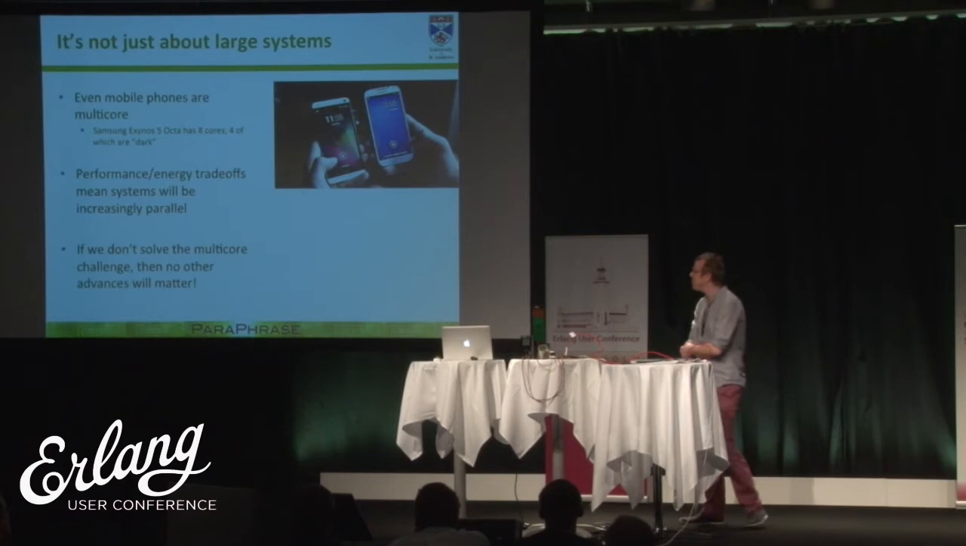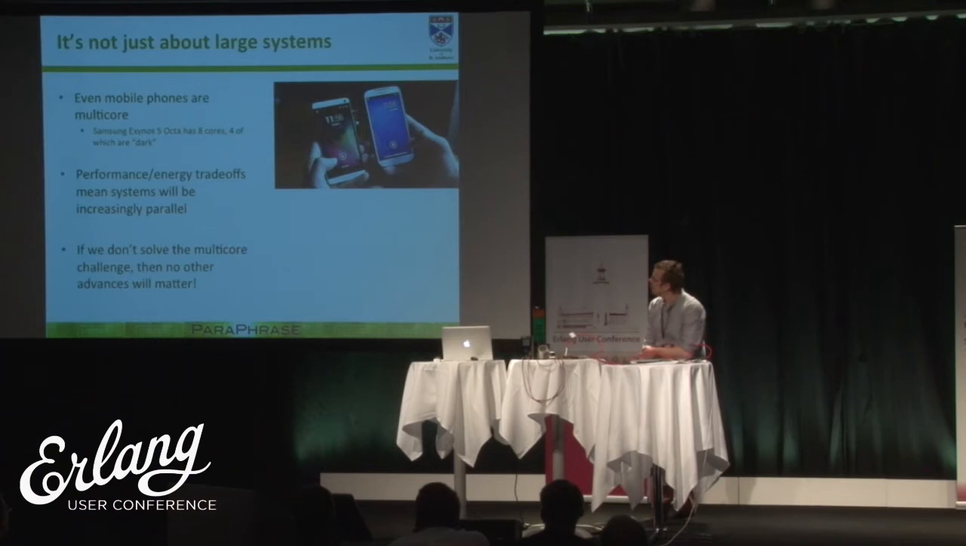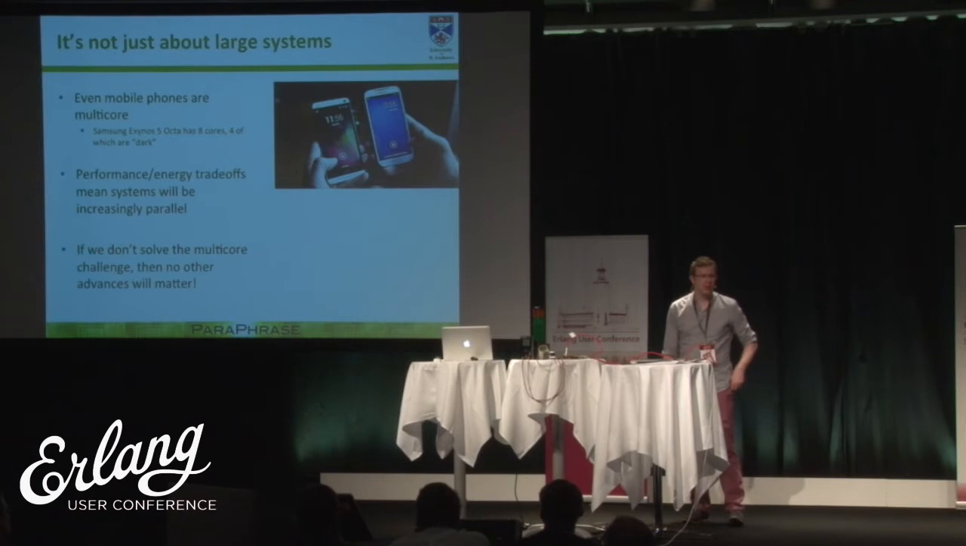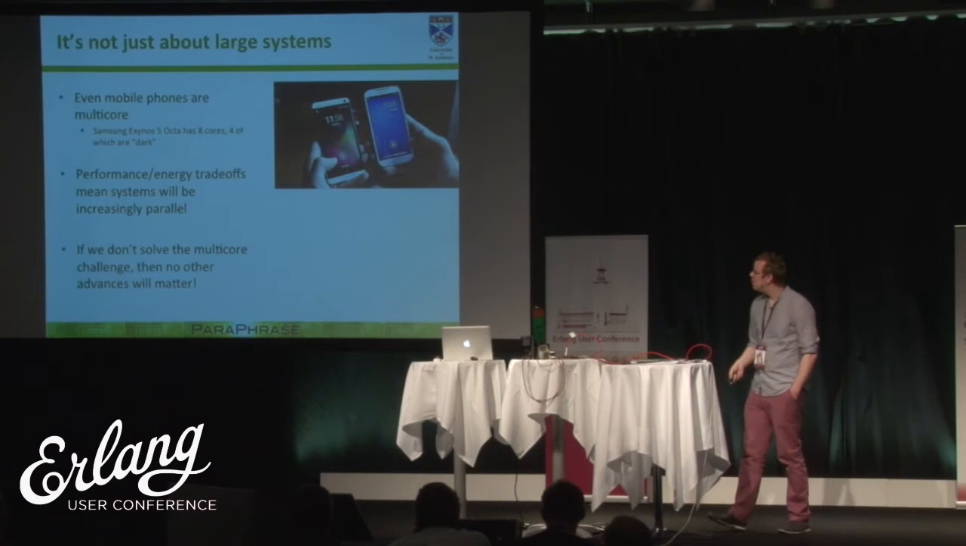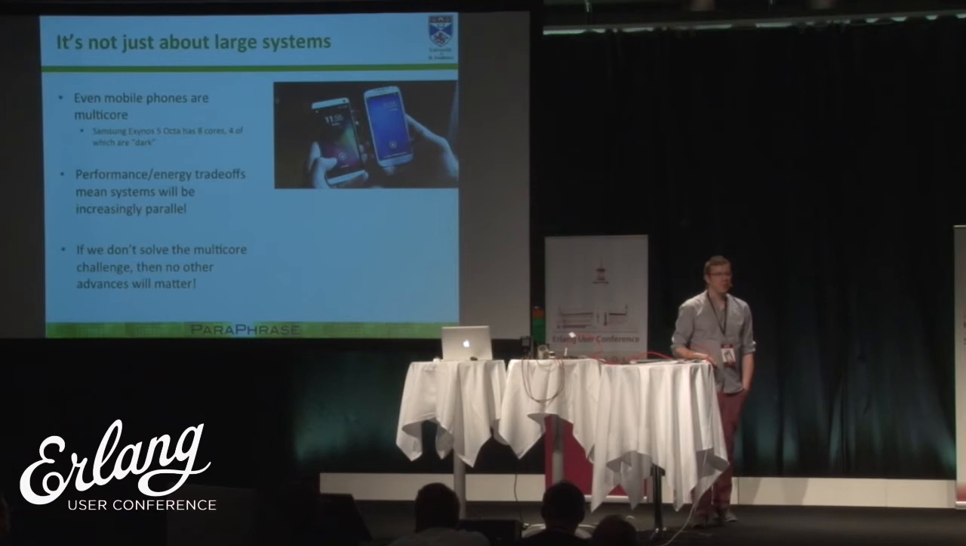Here, for example, are Samsung and Sony phones. They typically contain about 8 cores, 4 of which are what we call dark, so they switch on and off depending on the energy and the application usage. These are great because you get great energy trade-offs, but you still get decent performance.